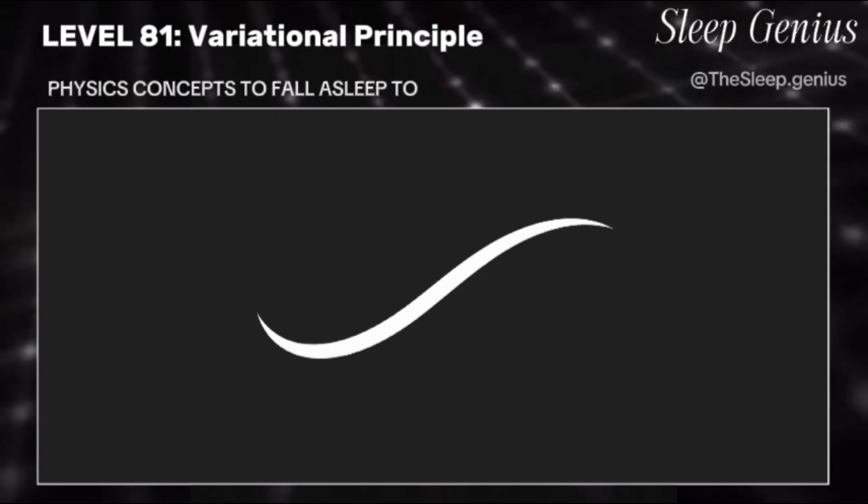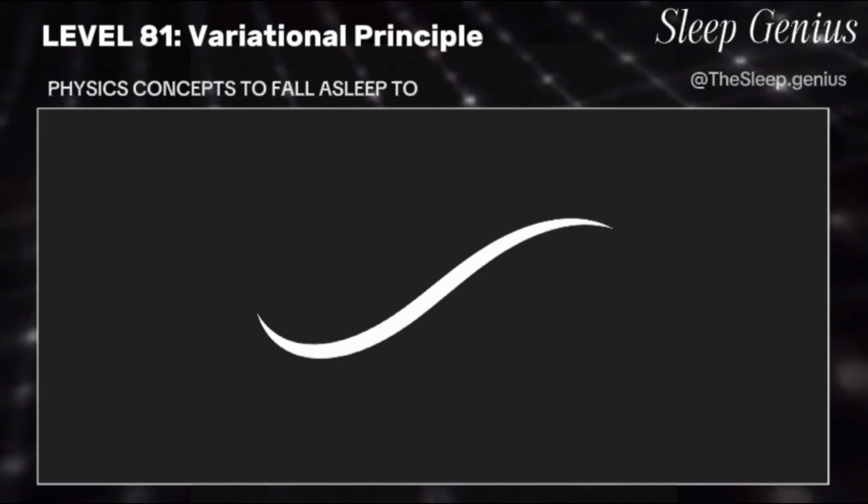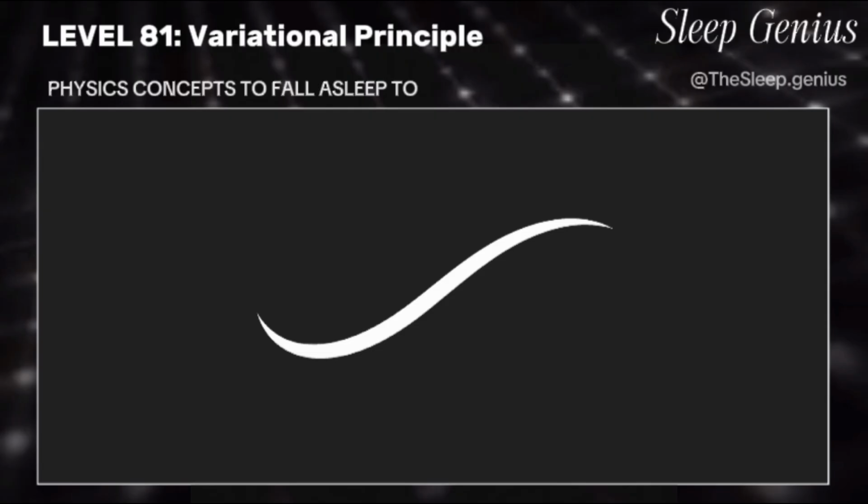The structure involves defining a function called the action, which depends on the path or configuration of the system. All possible paths are considered, but only the one that makes the action smallest or largest is chosen. This creates a clear connection between cause and effect. Over time, systems evolve toward the configuration that satisfies the variational principle. Small changes in initial conditions lead to predictable adjustments. Interactions among parts of the system follow rules that minimize the overall action.